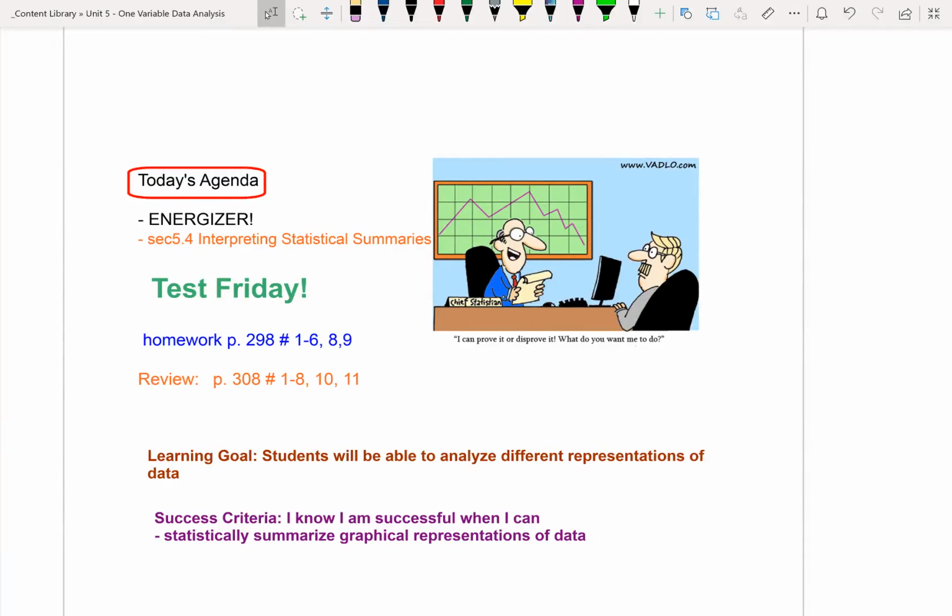In today's note, we're going to be looking at interpreting statistical summaries. So what we're going to be looking at is different representations of data and how to analyze these representations.